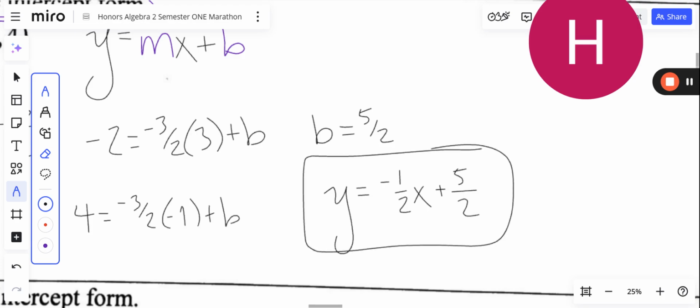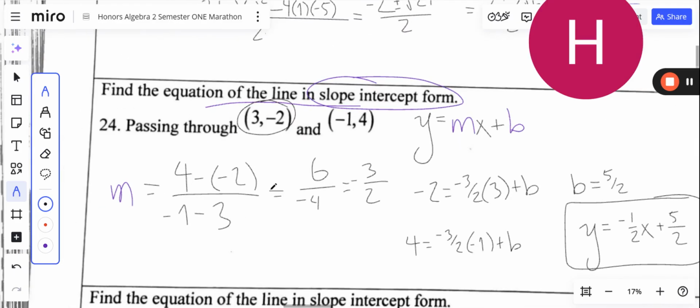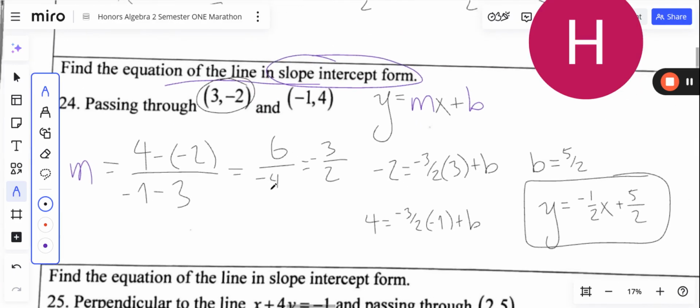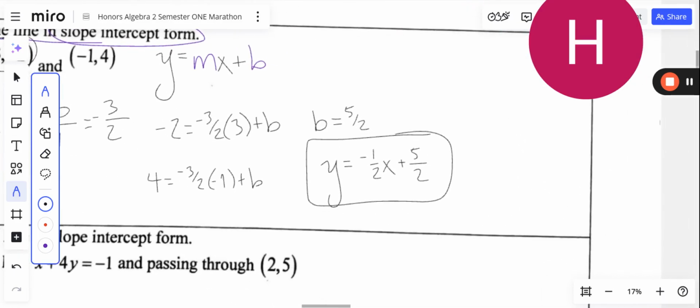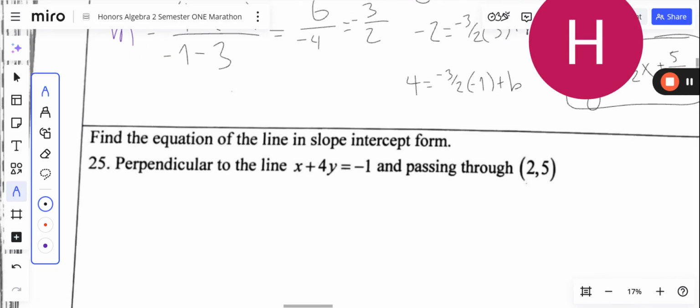And you can always check these. Whenever you're finding an equation and they give you points, plug the points back in. Make sure they're actually on the line that you're saying it's on. Because if not, that means you made some kind of calculation error or something like that.